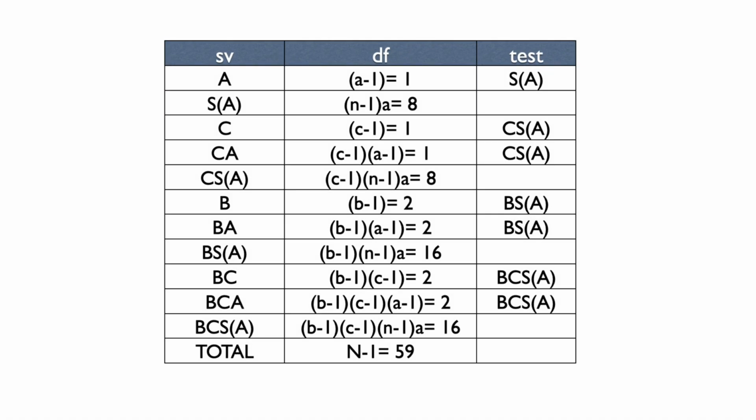Look how complicated that is. Look how many F-tests there are. There's a test for A, a test for C, a test for C by A, a test for B, a test for B by A, a test for B by C, and then the three-way interaction test.